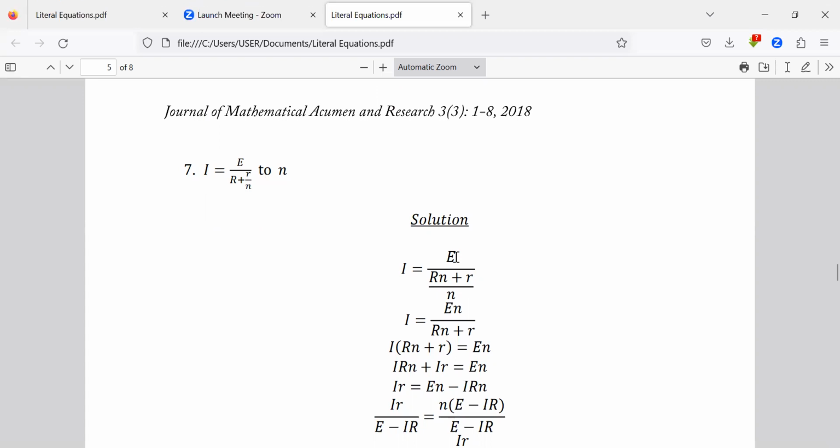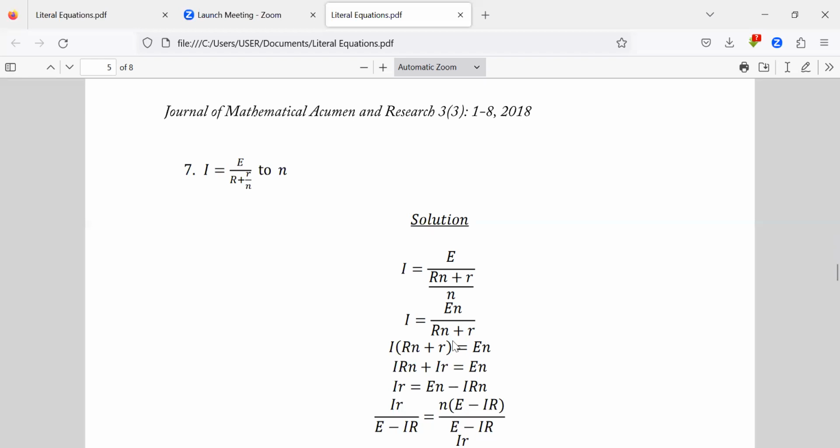The first step is that we multiply the numerator, which is this one, by n. We multiply the denominator with this fraction also by n. So E times n gives us En, and then the whole of this fraction times n, the n here will divide that n. So this n will divide that, and then we have our expression here.